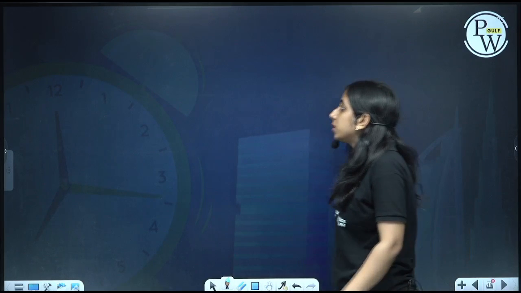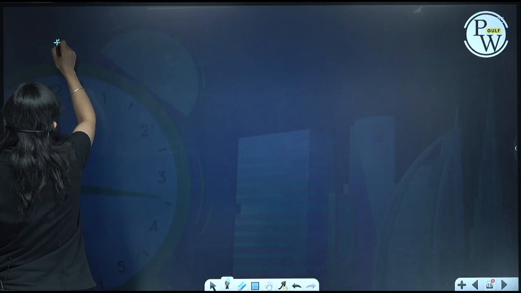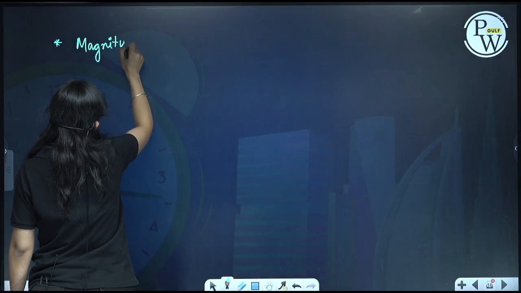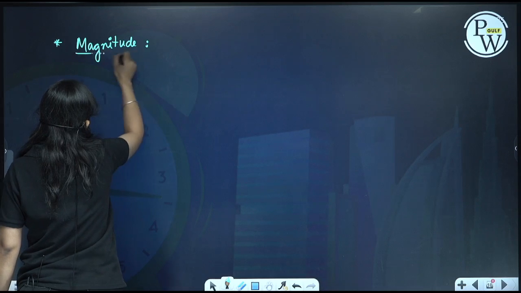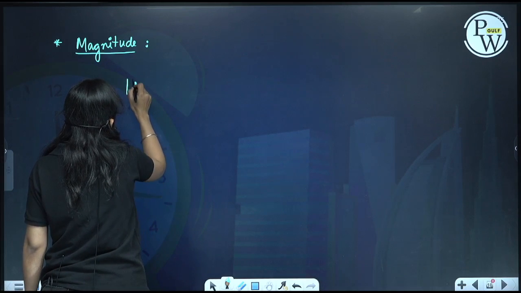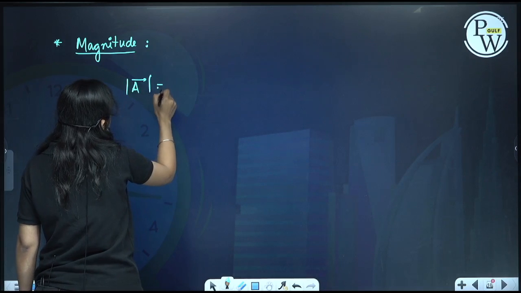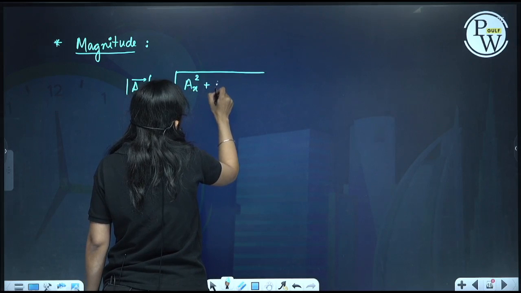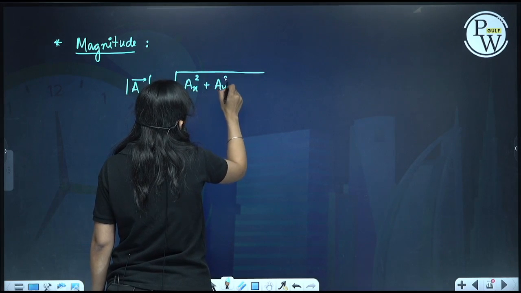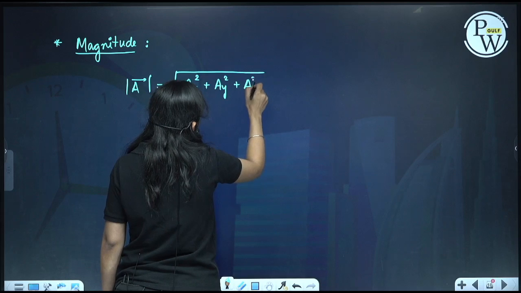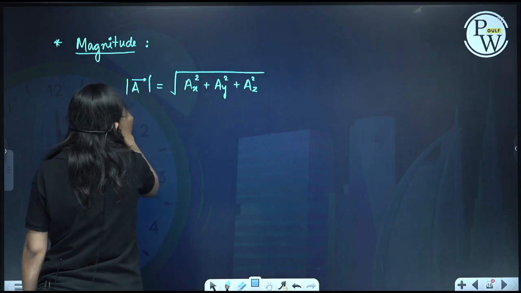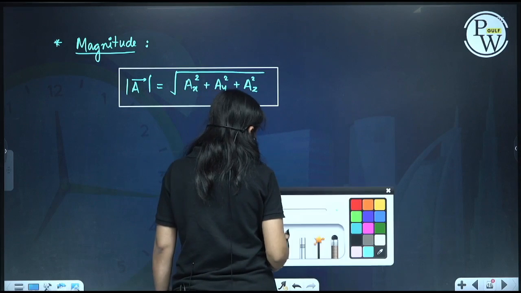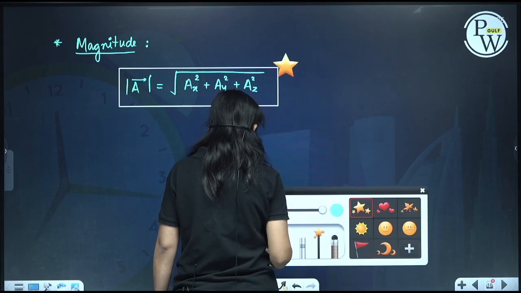Now what will be the magnitude of the vector? How can I calculate the magnitude of A? Magnitude of A will be equal to under the root of Ax square plus Ay square plus Az square. This is how we calculate the magnitude of A in the Cartesian system.